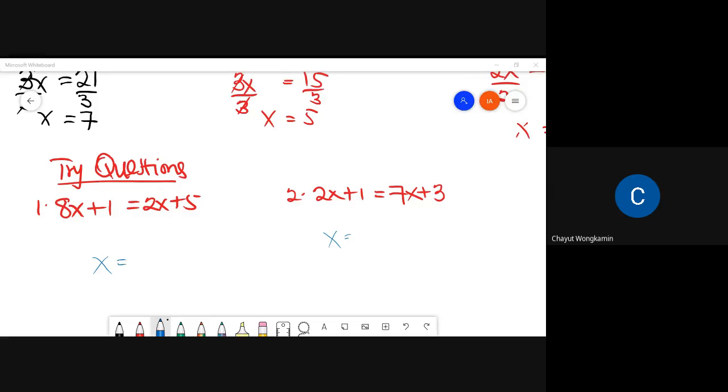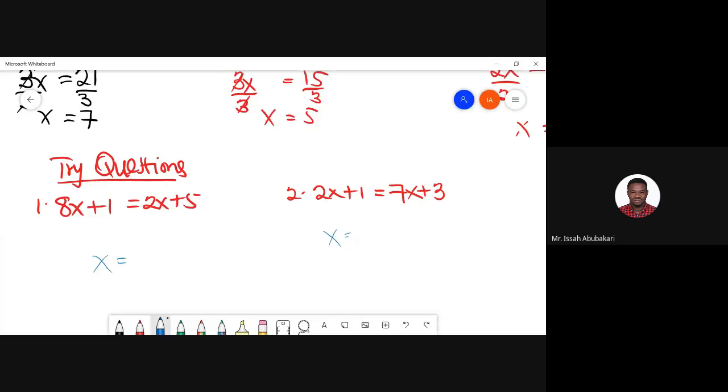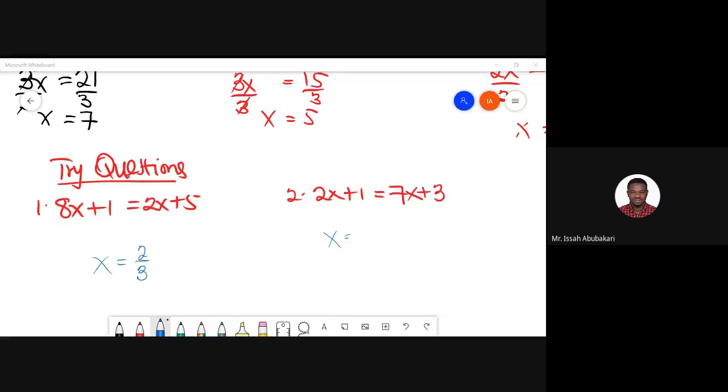Teach on it. 2/3. Okay. Who got 2/3? You mean 2/3? That's question 1, right? So we are saying this is 2 divided by 3. Yeah. And question 2.